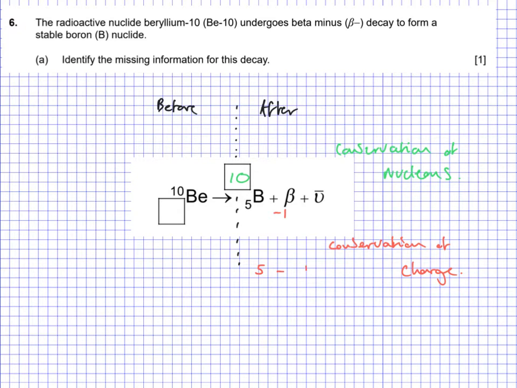So 5 minus 1, of course, is equal to 4. So there's a net charge on the equation afterwards of 4. And that means that we have to have 4 to begin with, because we've said that we cannot have charges just appearing and disappearing. So that must mean that there are 4 protons associated with the beryllium-10.